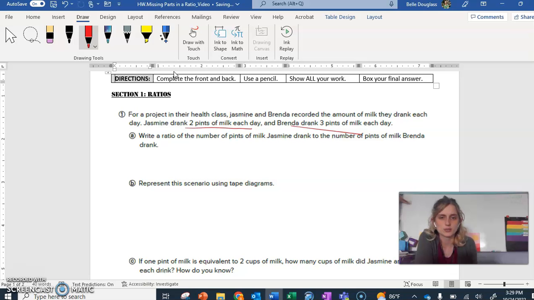Write a ratio that shows the number of pints of milk Jasmine drank, so Jasmine's going first, and Brenda's going second. Well, that just says ratio, so you can write a ratio between those two numbers. Represent this scenario using a tape diagram.